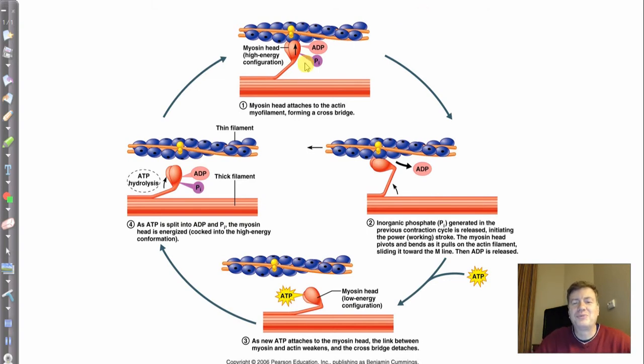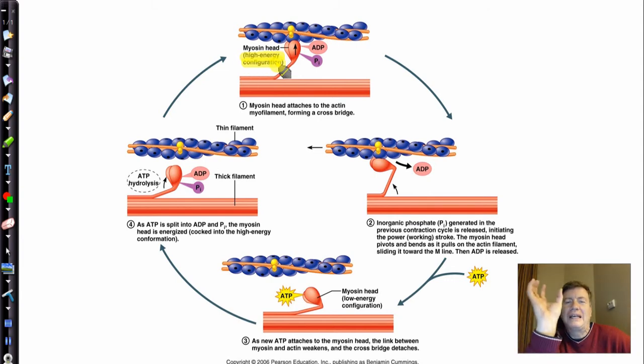So let's start with this. What we have here is myosin, and notice this term here. It's in the high energy configuration. That means that myosin is ready to go. We've spent the energy. We put myosin in this really strong energy position, and in this case, it's already attached to actin. Remember that myosin always wants to attach to actin if possible, but sometimes actin doesn't let it.